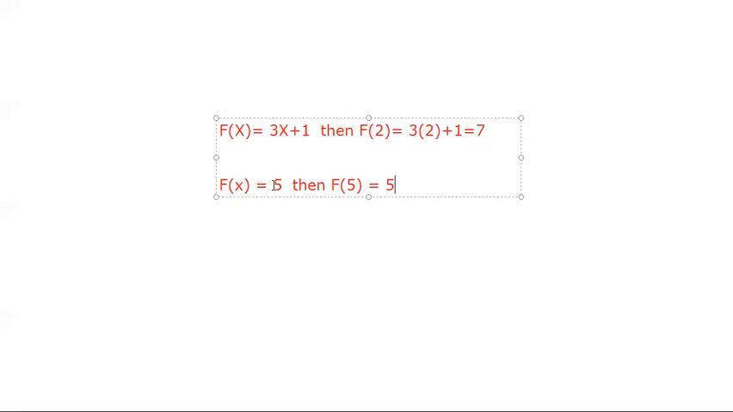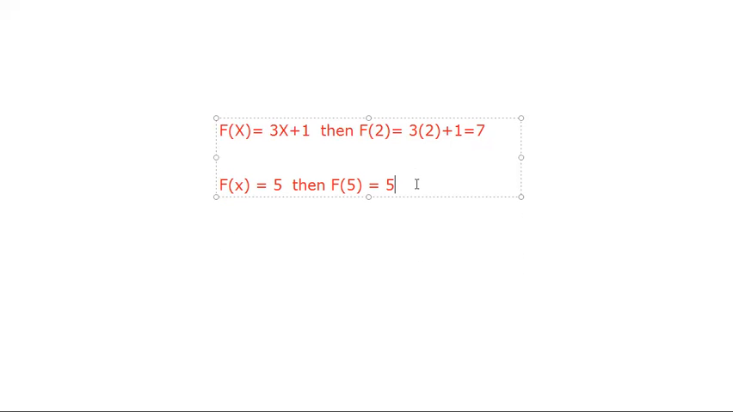If you look at this one, can you see any x? No. For this reason, this one will be a constant value. It will be a constant value.